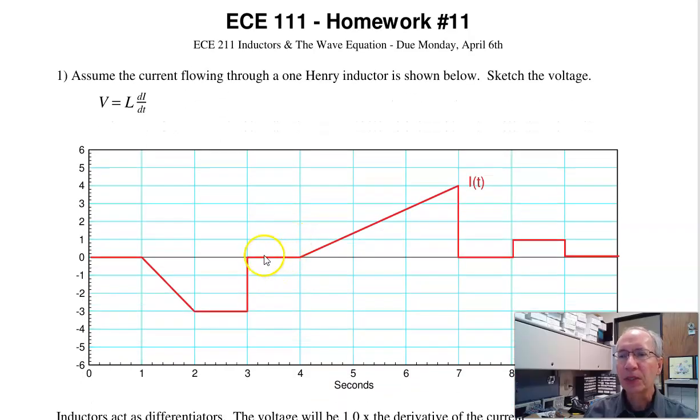So the first problem is, suppose I have an inductor, say it's 1 Henry. If I specify the current, find the voltage. Well, the voltage for inductors is L di/dt. If L is 1, it's just the derivative. So basically this problem is just asking you, what is the derivative of current?